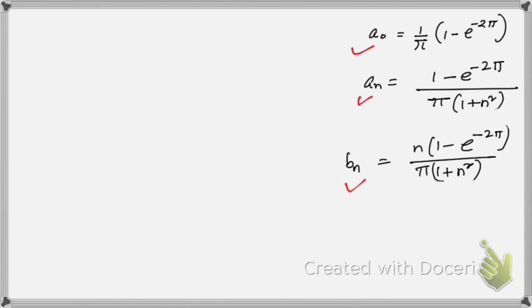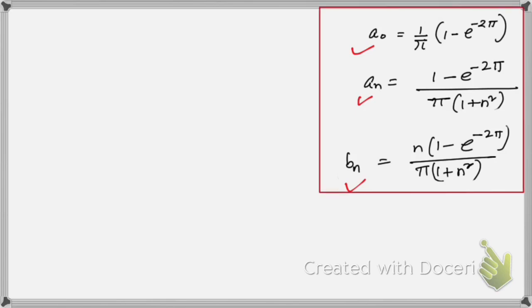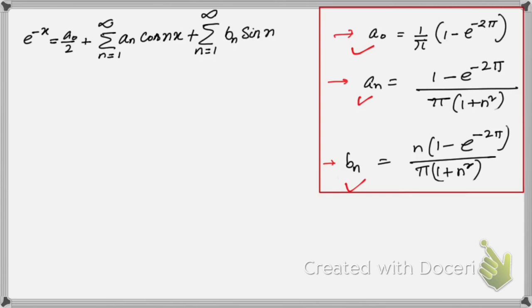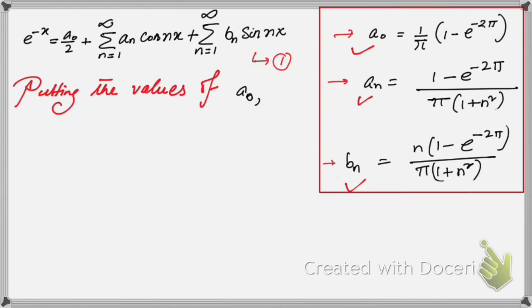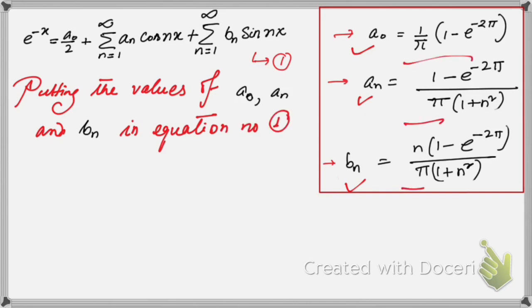Let us use those values in equation number 1. What was the equation number 1? This is the equation number 1. Let me write equation number 1 again here. Putting the values of a naught, an, bn in equation number 1, you will get this result.